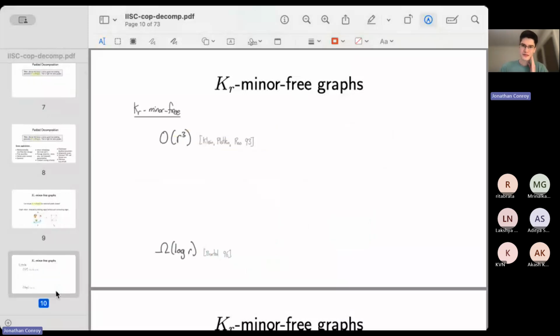So the first padded decomposition for minor-free graphs was constructed by Klein, Plotkin, and Rao. I'll note this is 1993, even before Bartal formally defined this padded decomposition. I had one question.